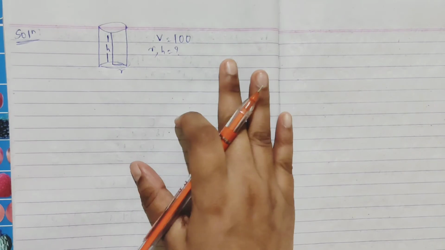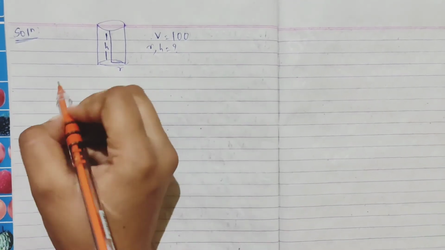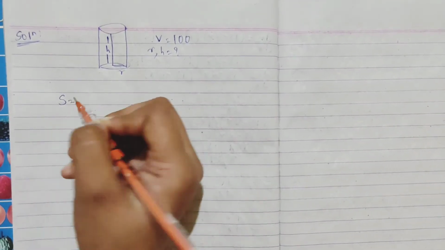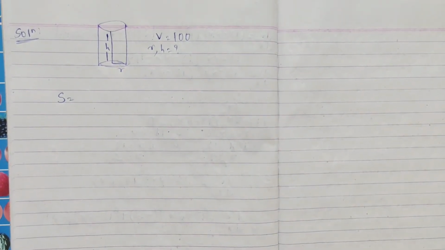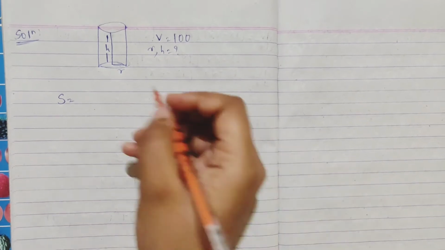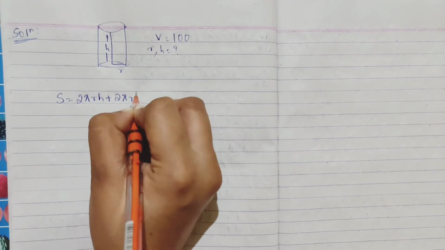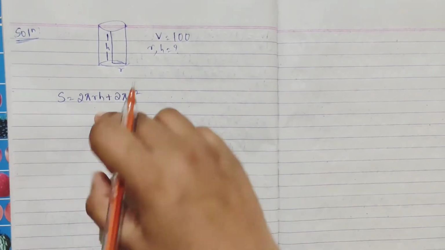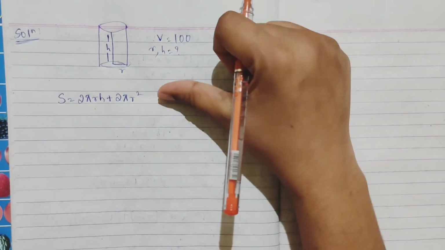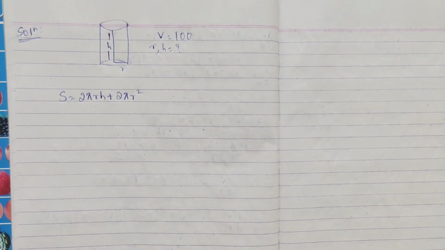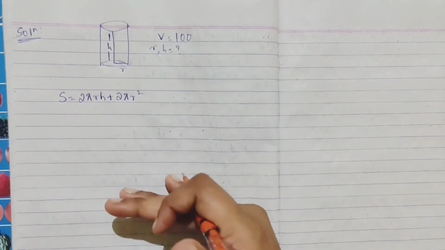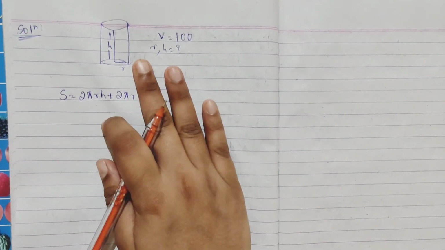So for surface area, until and unless they give you the curved surface area, you have to take the total surface area formula. What is the total surface area formula? 2 pi r h plus 2 pi r square, right? So you have got this. After this, what you have to do? You have to find dS by dr, the first derivative, equate it to 0, then find the second derivative and check the nature. You have to do it in such a way.